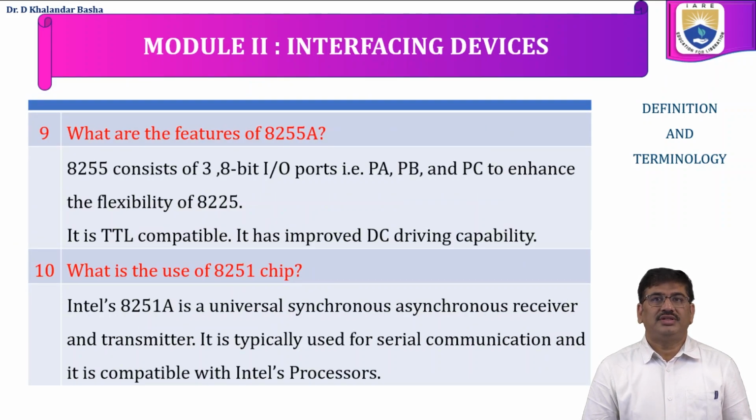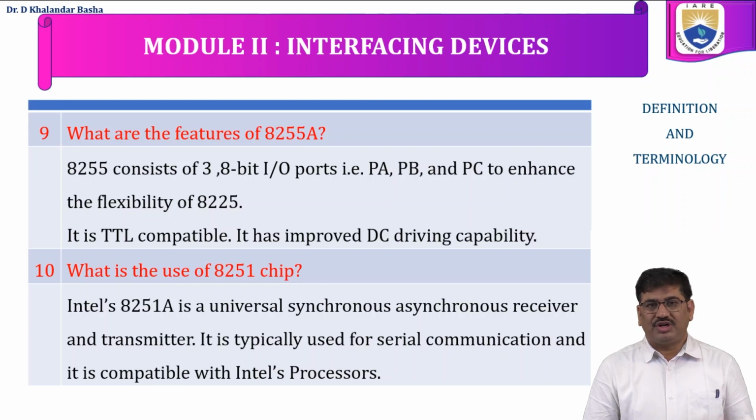Next, what are the features of 8255? 8255 we can also call as PIO, that is Programmable Input Output Device, or PPI, Programmable Peripheral Interface. The 8255 interface device consists of three 8-bit IO ports, namely port A, port B and port C, to enhance the flexibility of 8255. It has TTL compatibility, that is transistor-transistor logic. It has improved driving capability.